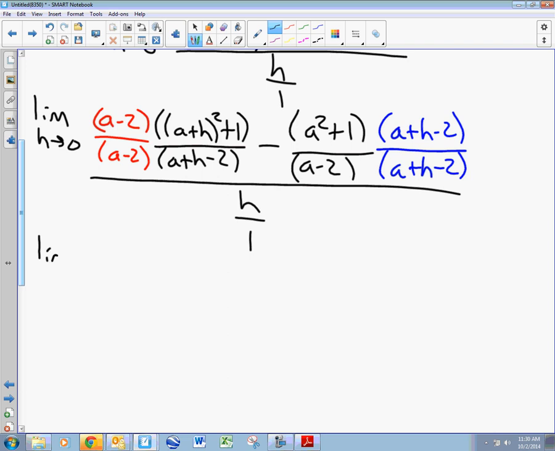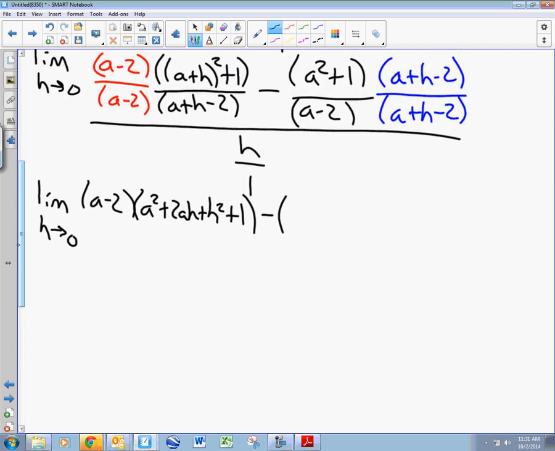All right, here we go. Limit as h goes to 0 of (a minus 2) times, let's square that out. Very good. Plus 1. Minus. Let's multiply it all out. a cubed, a squared h, 2a squared. Plus a, plus h, minus 2.